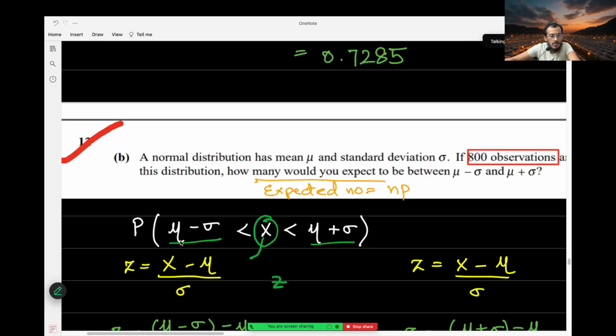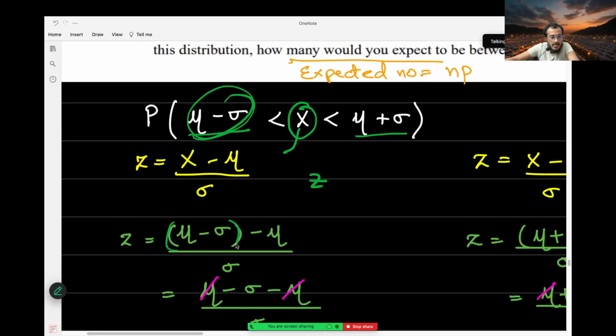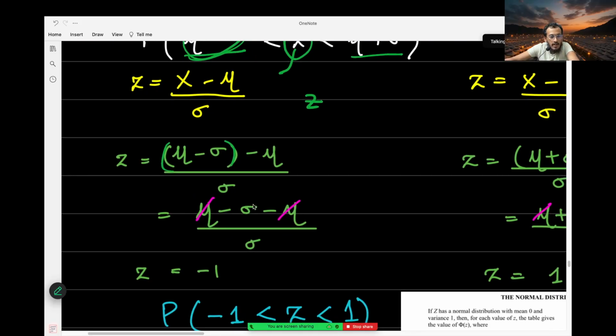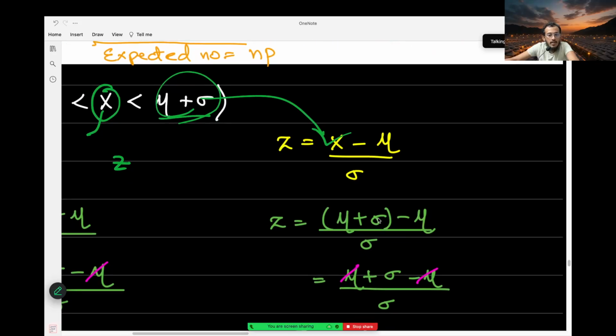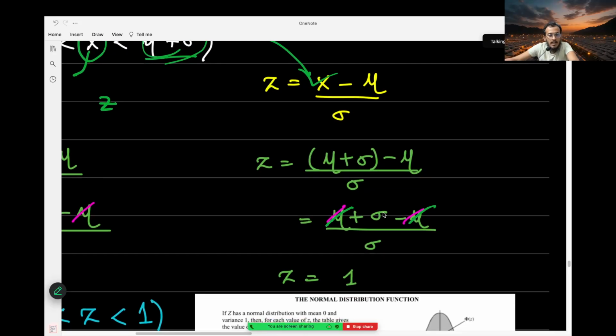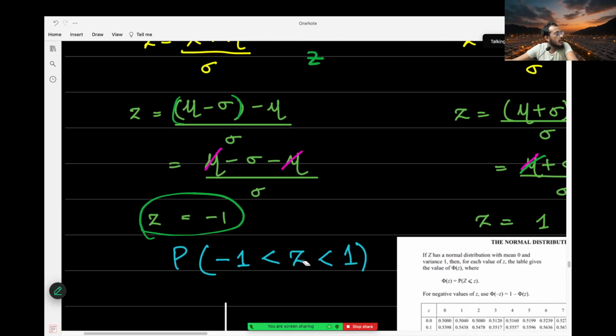You convert it to z by using z equals x minus mu, and then you plug in x. So mu minus standard deviation minus mu gets cancelled out, negative standard deviation, which means z equals -1. Similarly, you plug in mu plus standard deviation for x, minus mu, again plus minus gets cancelled out, and standard deviation upon standard deviation is 1. So this entire thing gets converted to the probability of z between -1 and 1, and then you would use the table and the graph diagram to find the value of this probability. Can you find the probability now?